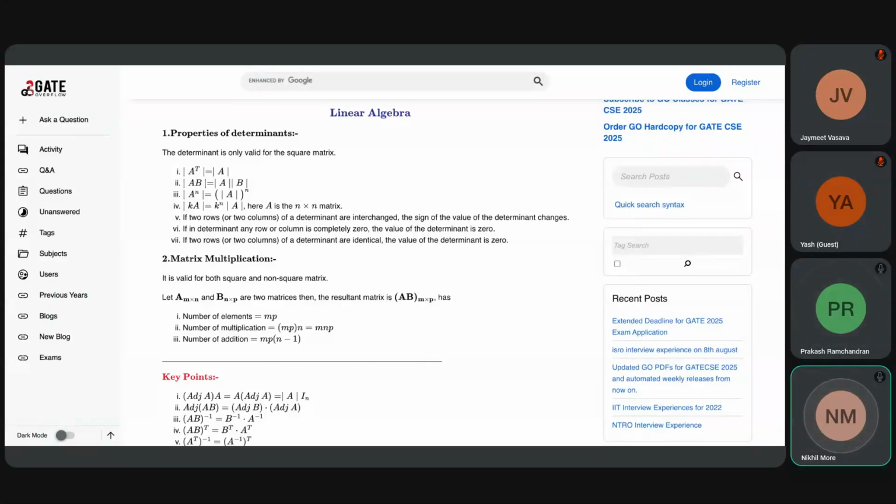I'll try to give the solutions also. And if two rows or two columns of a determinant are identical, the value of the determinant is always zero. So these are some of the properties that we need to keep in mind while calculating the determinants.